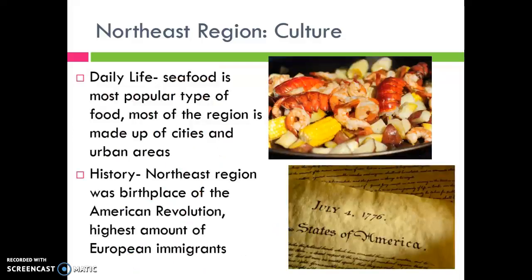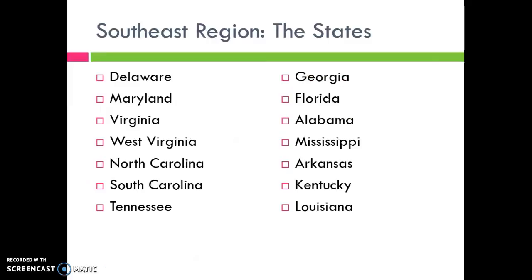As far as daily life, they eat a lot of seafood, basically because they are next to the Atlantic Ocean. So you would find a lot of lobster, shrimp, those types of dishes. Cod is very common, things like that. And as I stated before, this is the birthplace of the American Revolution. This is where our country sort of began. This is where people really started fighting for us to be free from England. So there's a lot of rich history for our country in this particular region.